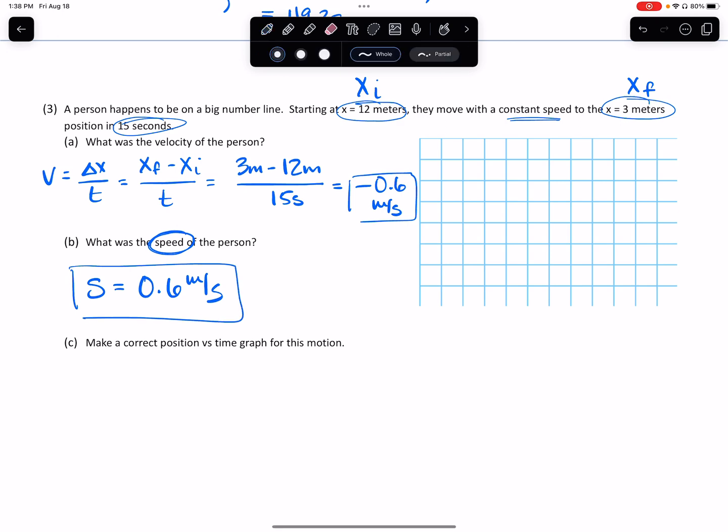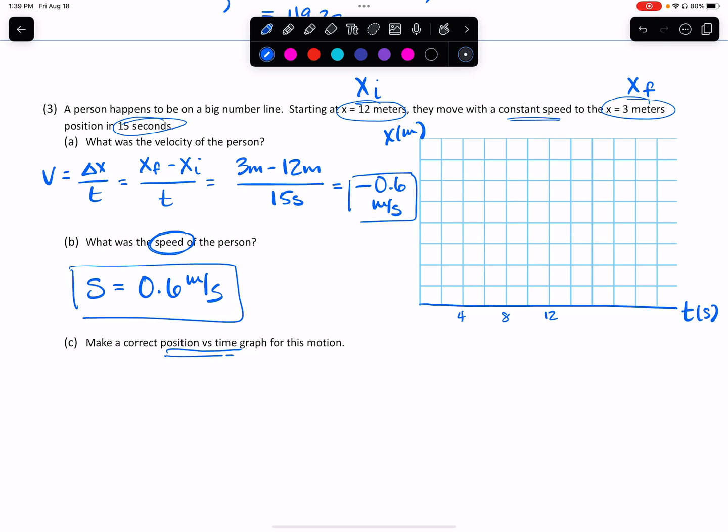All right, now make the correct position versus time graph for this action. For that, we're going to put position, X, on our Y-axis and time in seconds on our X-axis. I'm going to draw a line here. If I look for my time, I'm going to have 15 seconds. So I'm going to make each one of these 2: 2, 4, 6, 8, 10, 12, 14, 16. And then for my position, I'm going to do the same thing.